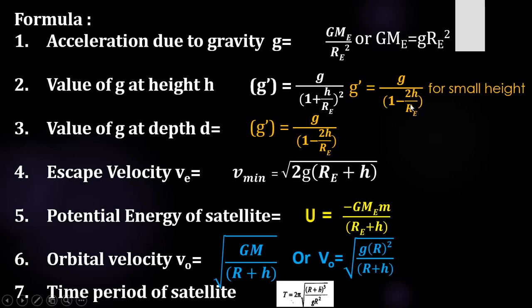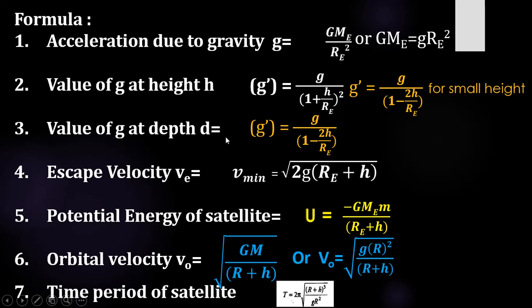If height is very small, you can use this formula: g dash equal to g upon 1 minus 2h upon Re. So small means approximately 5% of the radius of earth, which is approximately 320 kilometers. Up to 320 kilometers you can apply this formula, and for the remaining height you can use this formula: g upon 1 plus h upon Re whole square.